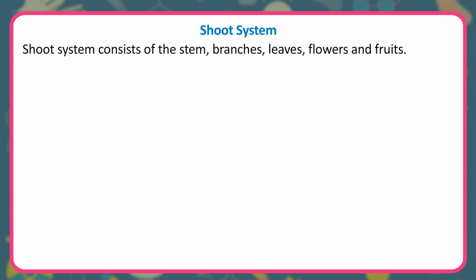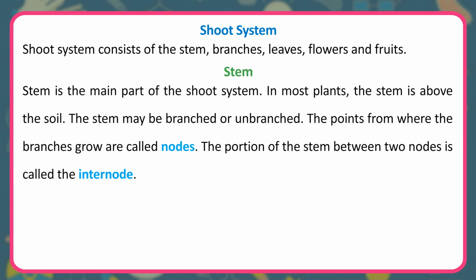Shoot system. Shoot system consists of the stem, branches, leaves, flowers and fruits. Stem. Stem is the main part of the shoot system. In most plants, the stem is above the soil. The stem may be branched or unbranched. The points from where the branches grow are called nodes. The portion of the stem between 2 nodes is called the internode.